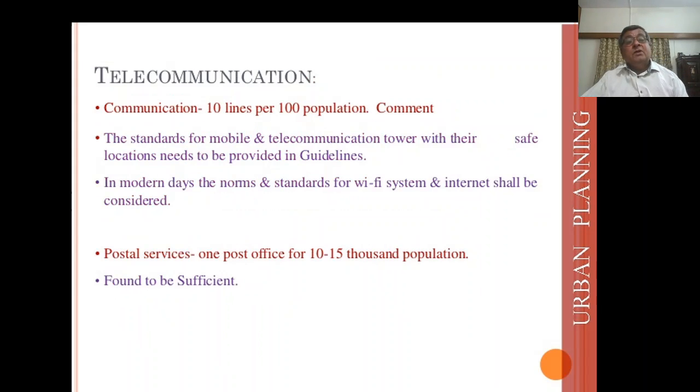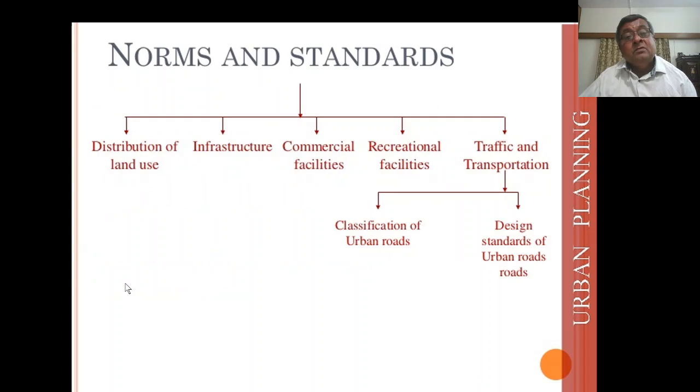Now telecommunication facilities: communication 10 lines per 100 population. Comment, conclusion or suggestion: the standard for mobile and telecommunication tower with their safe location need to be provided in the guideline. In modern days, the norms and standards for Wi-Fi system and internet shall be considered. Postal services: one post office for 10 to 15,000 population. And this conclusion, comment or suggestion: these are found to be sufficient.